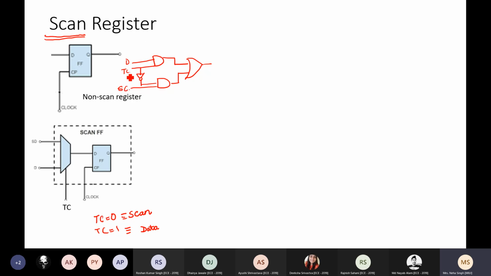So if TC is 0, then the output of the upper AND gate will be 0, and this will depend upon my SC. Right, so this SC will be propagated because the other input is set to the non-controlling value of 1. If TC equal to 1, it means 1 comes here and 0 comes here. So now the input is set to the non-controlling value for the upper AND gate, and whatever data I have will be transmitted. Right. So this multiplexer will be implemented as a circuit which has 4 gates added to my circuit basically. 4 additional gates will be needed per flip flop.